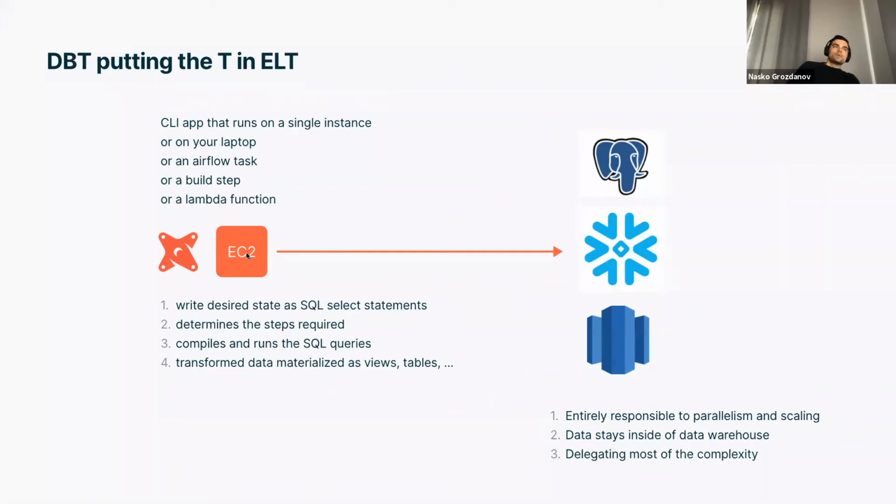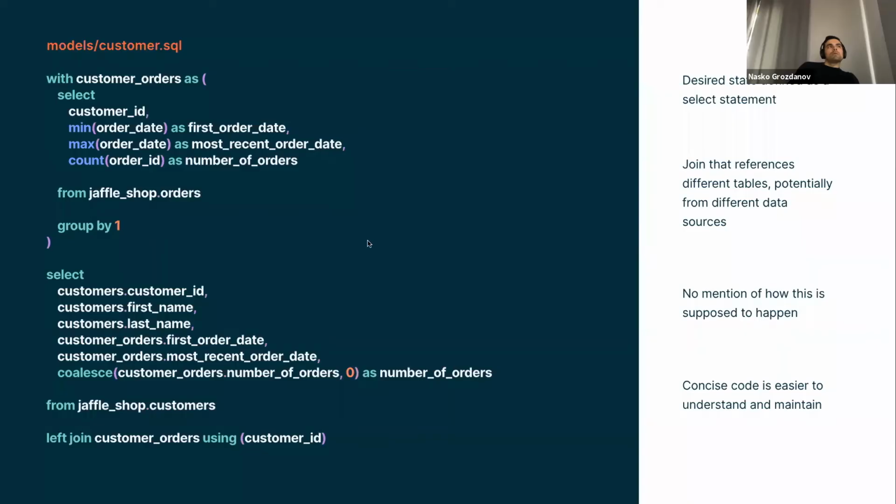And what it will do is it will compile your model into vanilla SQL statements that it then sends to your data warehouse. And you're delegating all the engineering complexity to the data warehouse. You're using its ability to handle parallelism and scalability. So most of the engineering complexity is delegated, and your technical debt ends up being very low, right?